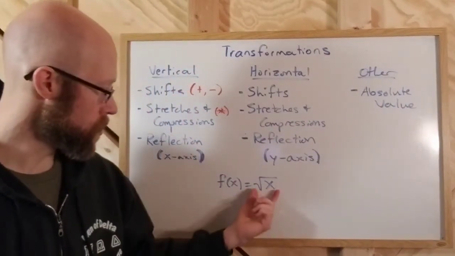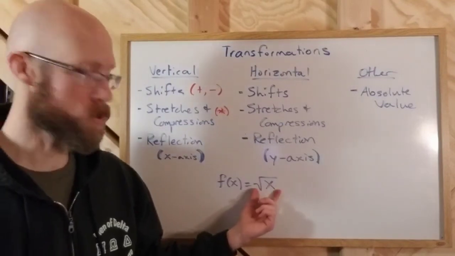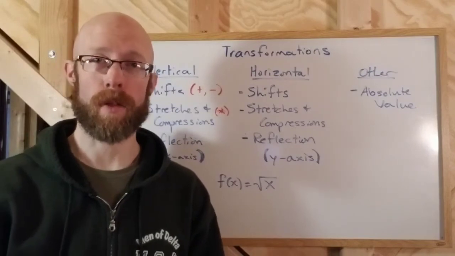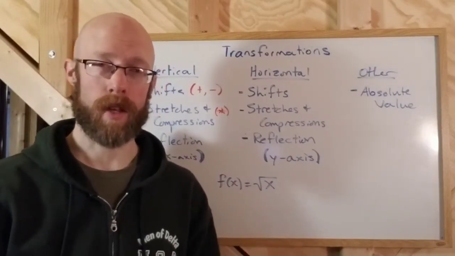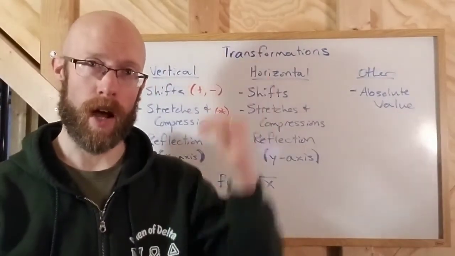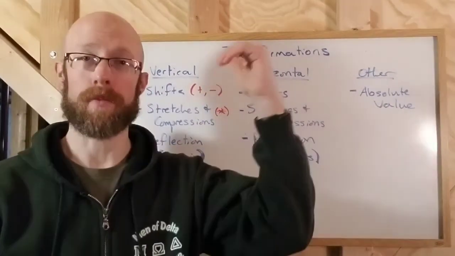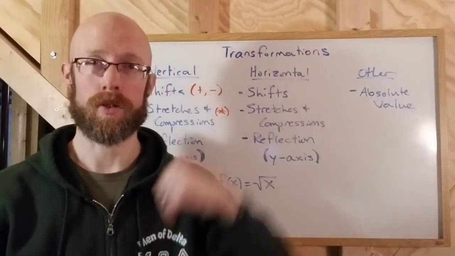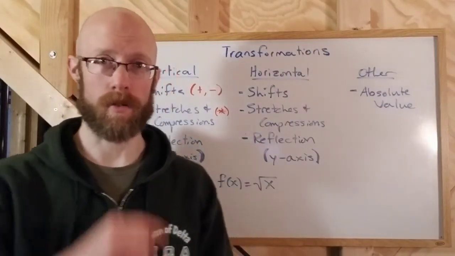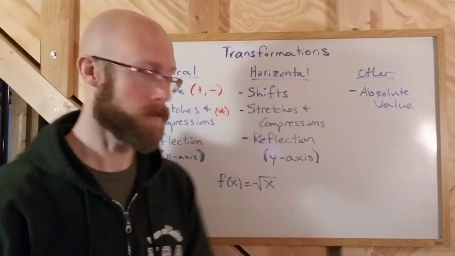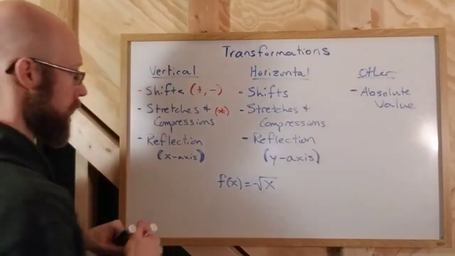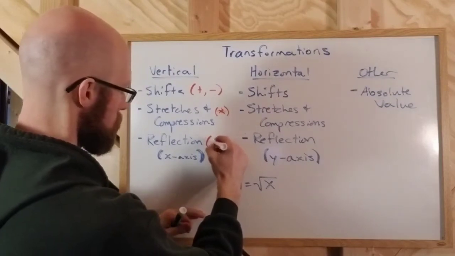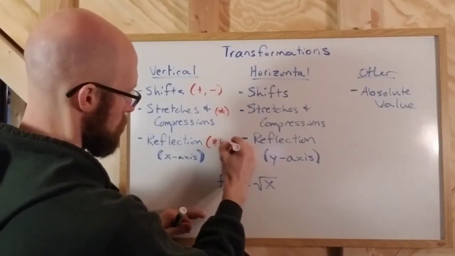So if I wanted to reflect the graph of square root of x vertically, I would have to multiply that function by a negative. That's going to take everything from above the x-axis and make it below, and everything from below goes to above the x-axis, so it reflects everything vertically. So that's done by multiplying by a negative.